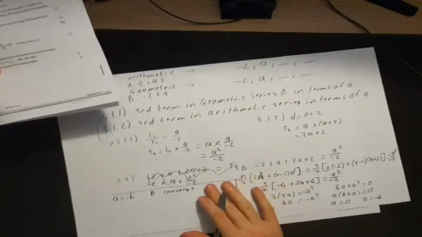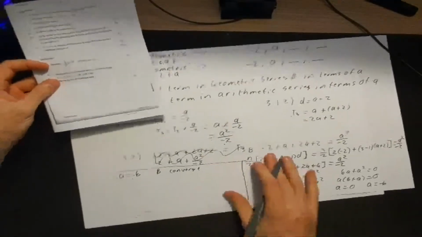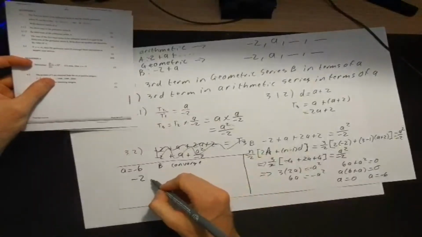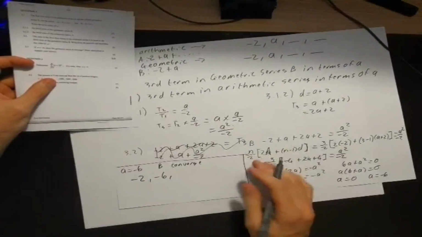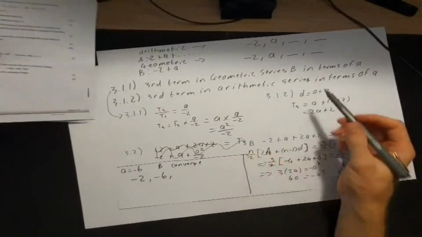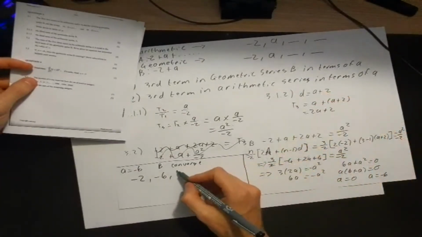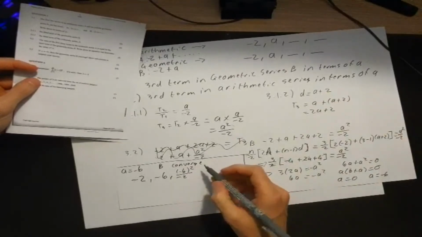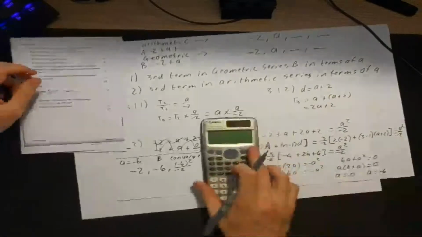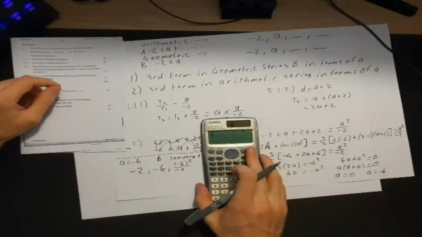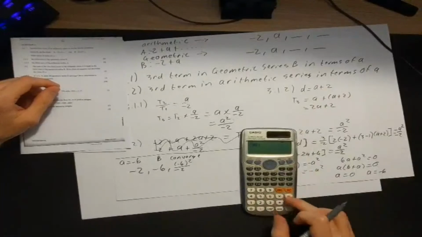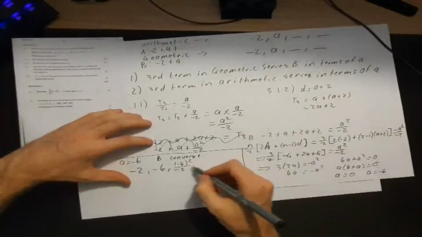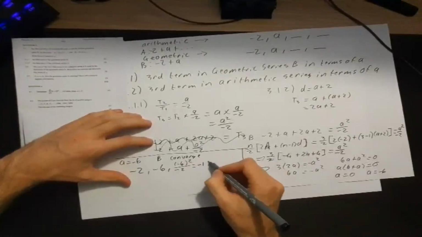Okay, so we now know that B is given as the following. B was -2, then it's -6, and then the third term for B was, let's see, -6 squared over -2. Okay, so if we plug that into our calculator, what are we going to get? That's 36 divided by 2. It's 18. Okay, so we end up with this here being equal to -18.